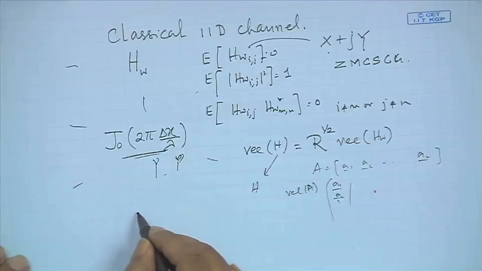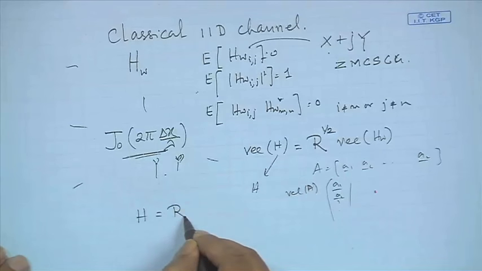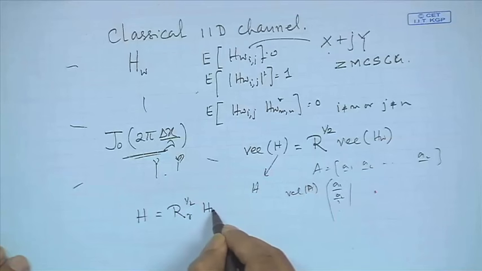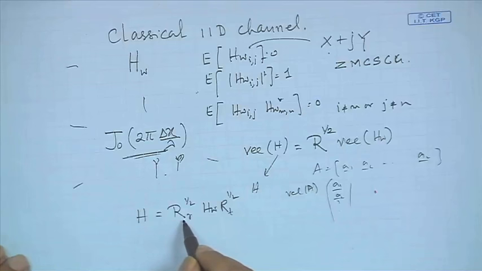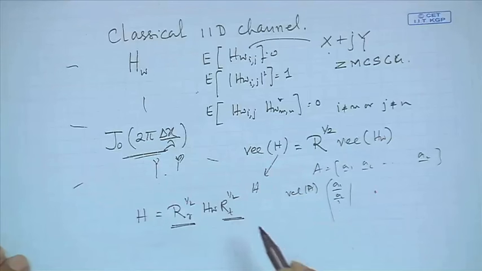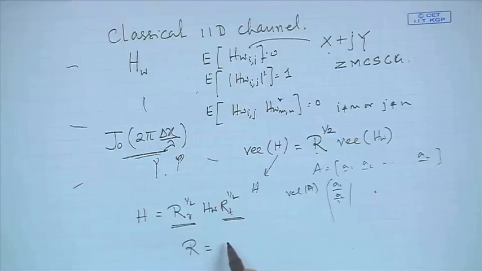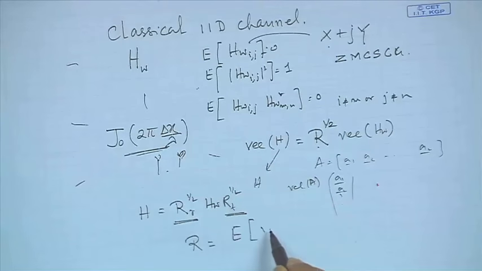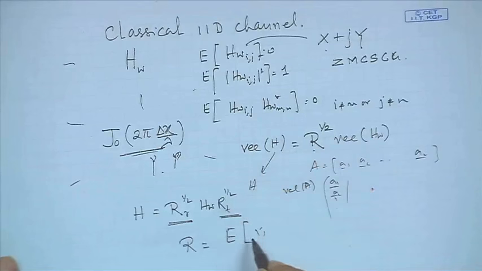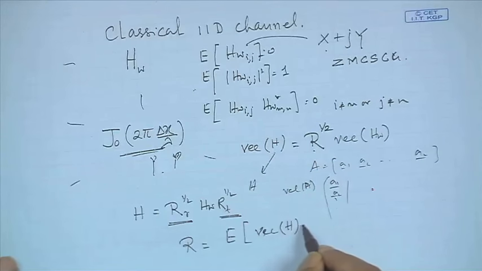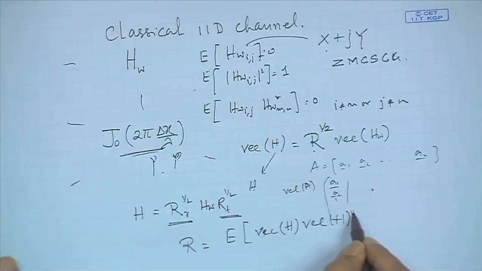We have also said that another simplified model to capture correlation is R_R to the power of half times H_W times R_T to the power of half. That means this is the covariance matrix, this is the spatially white matrix, which is started with the classical IID, this is the covariance matrix at the receiver side, and this is that at the transmitter side, and this is how you would get it. Finally, if you would like to get R, that means this R is vec of H times vec of H Hermitian.